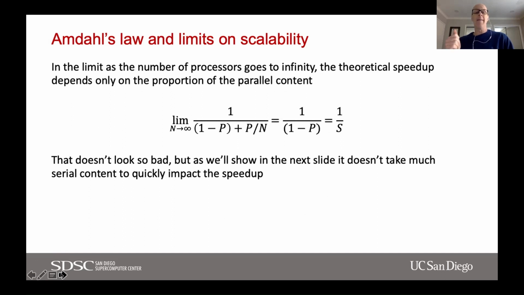So in the limit as the number of processes goes to infinity, the theoretical speedup is going to depend only on the proportion of the parallel content. So again, here we show N going to infinity. The P over N term vanishes, we're left with 1 over (1 minus P), or 1 over S. So you might be looking at this and say, that doesn't seem so bad, but we'll show in the next slide that it doesn't take much serial content to quickly impact the speedup.